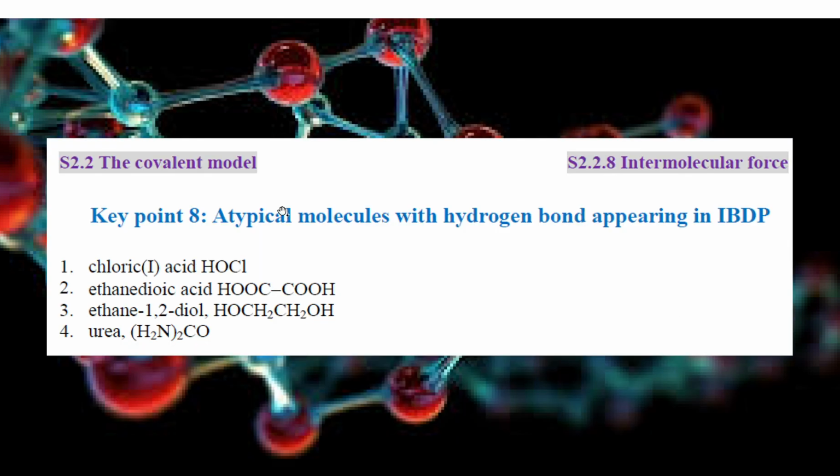And these are some atypical molecules with hydrogen bonds appearing in IBDP. You need to remember them: chloric acid HOCl, ethanedioic acid HOOC-COOH, ethane-1,2-diol, and urea H2NCONH2. Keep in mind that you will encounter these four frequently in IBDP.